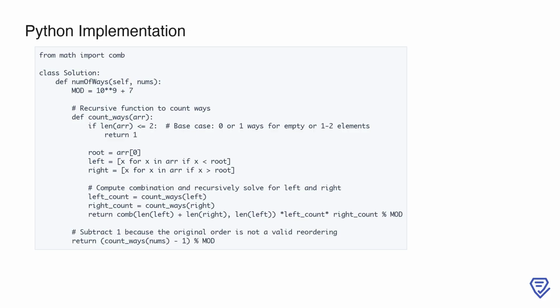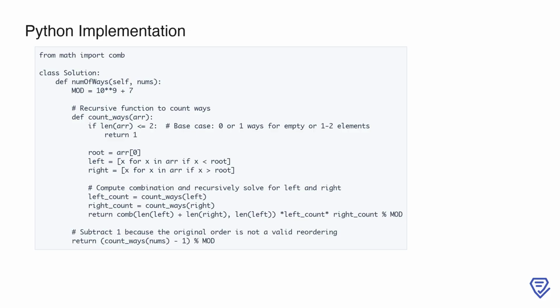Otherwise, the first element is treated as the root, and the array is divided into left and right subarrays based on whether elements are smaller or larger than the root. This division maintains the BST properties. The number of ways to interleave the left and right subarrays is given by the binomial coefficient comb(len_left + len_right, len_left). This represents how many ways we can choose positions for the left subarray elements among the total elements. We recursively compute the number of ways to reorder the left and right subarrays and multiply these with the interleaving count to get the overall count for the current array.